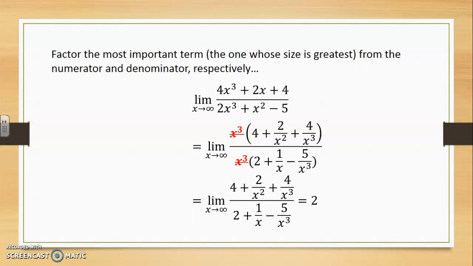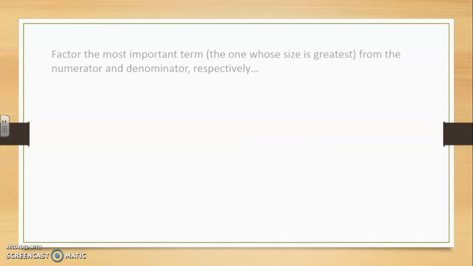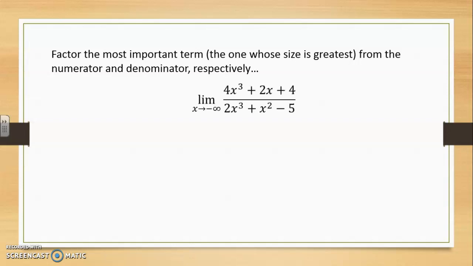Remember that all constants divided by infinite size terms will go to 0. So 2 over x squared, 4 over x cubed, 1 over x, and 5 over x cubed actually become 0, or tend towards 0. Which leaves 4 over 2. We're going to factor the most important term from the numerator and denominator respectively.